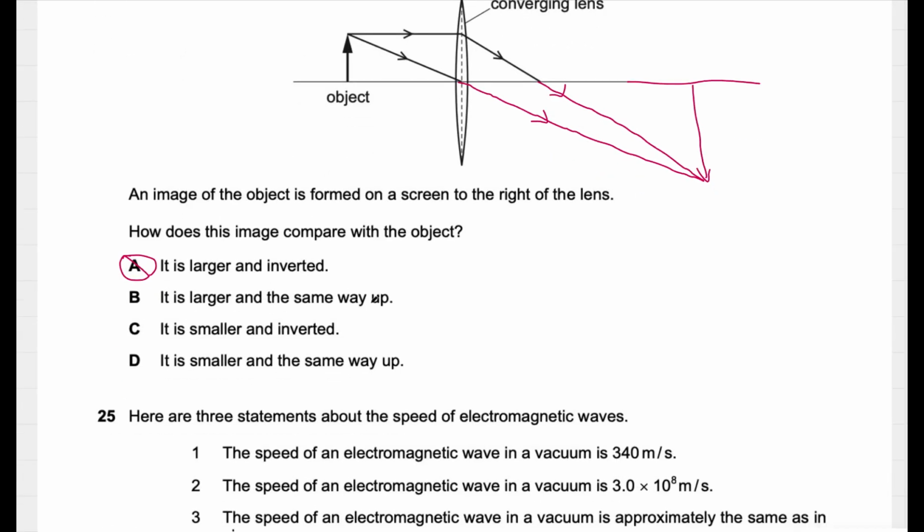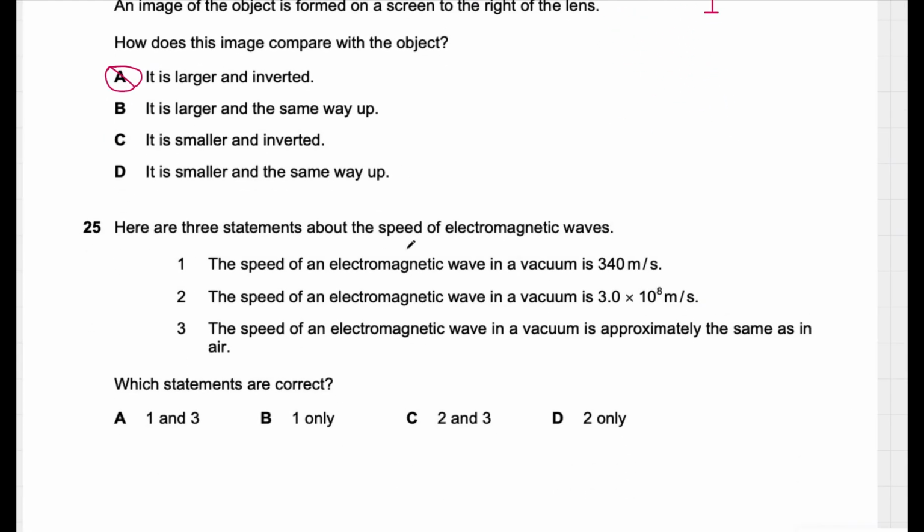It's not larger and the same way up. It's inverted. This one is up, and the image is down. Okay, this image and this object. We move to the next question.